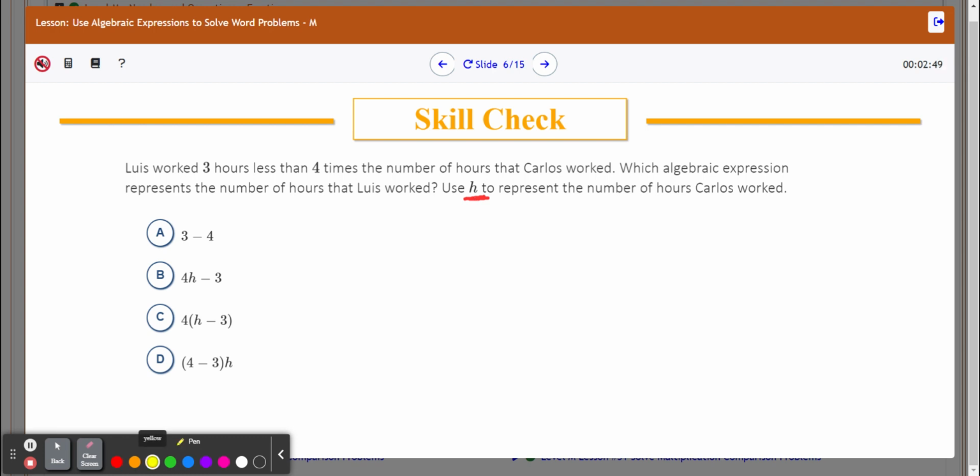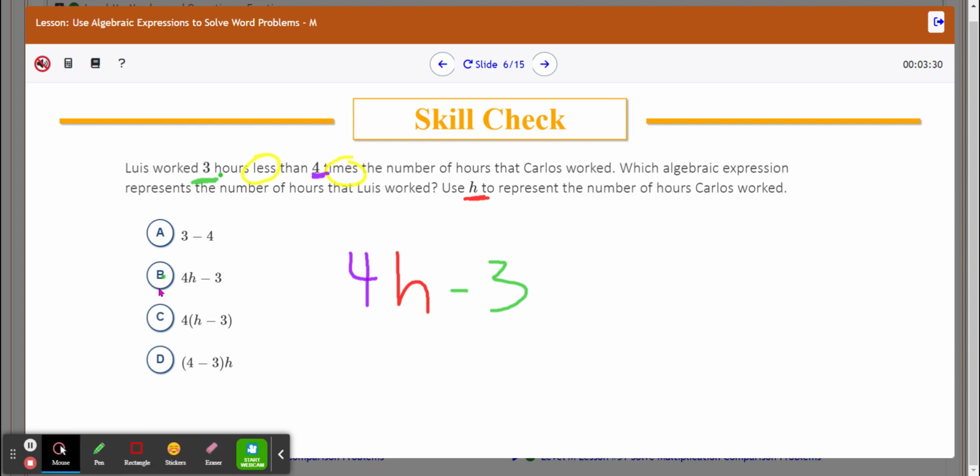We have Louis worked 3 hours less. That's telling us subtraction. Then 4 times the number of hours, so that's telling us multiplication. So we'll start with this part. It says 4 times the number of hours. Well, we have 4 times, and it already said that H is going to represent the number of hours. So 4 times the number of hours would be 4H. And it says Louis worked 3 hours less than 4 times that, so after I take 4 times H, I'm going to subtract 3, which gives me my answer, 4H minus 3.